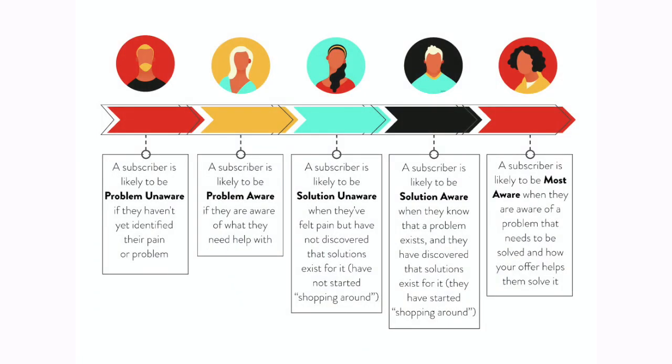So you've got problem unaware, problem aware, solution unaware, solution aware, and then finally most aware. These different states of awareness reflect their readiness to do business with you. So the further down the journey they are, the more aware and the more ready they are to do business with you. And not everyone that comes to your blog or your YouTube channel or your podcast is at the same point of awareness. They are going to be at different stages, and people at different stages have different questions about the topic of your offer.